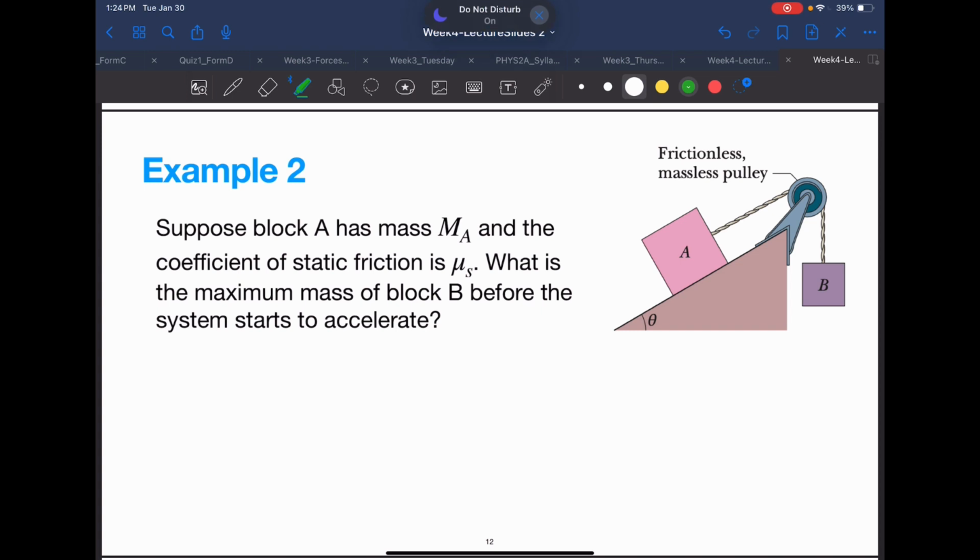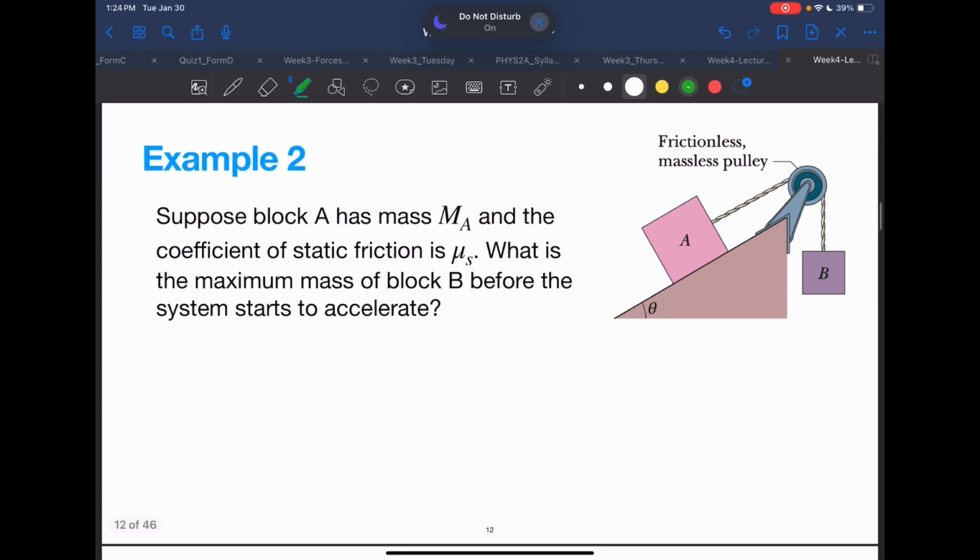Alrighty, now we'll go through some of the examples that we could not get to during lecture. This example states, suppose block A has mass m_A and coefficient of static friction is mu sub s. What is the maximum mass of block B before the system starts to accelerate? So we want to find how heavy this can be made before the system starts to accelerate up the ramp and downward here.